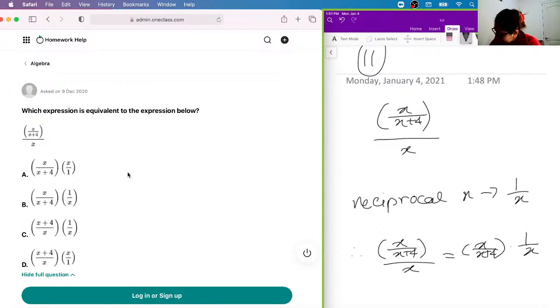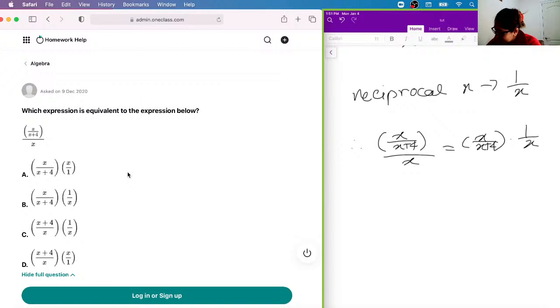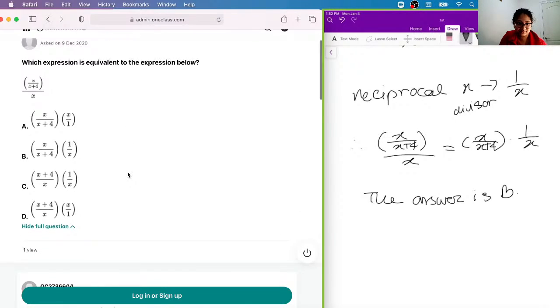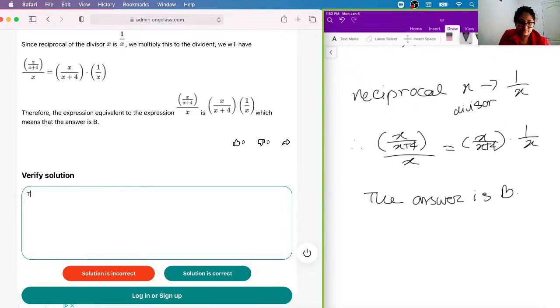So this is how you simplify it. This is equal to the numerator times the reciprocal of the divisor, and so you can match up which of the choices it corresponds to, and in this case it would be B. So basically what we've done here is take the reciprocal of the divisor and multiply it with the numerator, or the dividend. Okay. And yeah, so that's the solution.